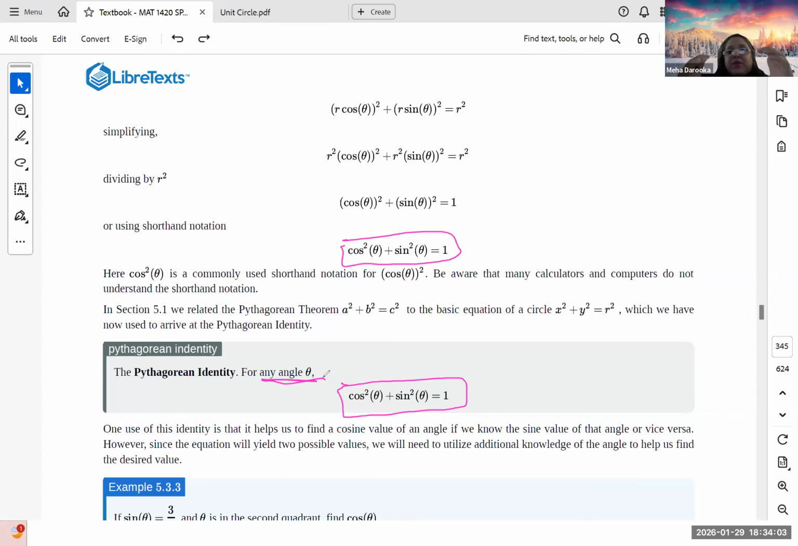We go from the circle to the Pythagorean formula here, right? So we're just kind of working our way backwards, except this time we're using sine and cosine functions. So this is your Pythagorean identity using the cosine and sine functions. They're telling you one use of this identity is that it helps us to find a cosine value of an angle if you already know what the sine value would be, and of course, vice versa.